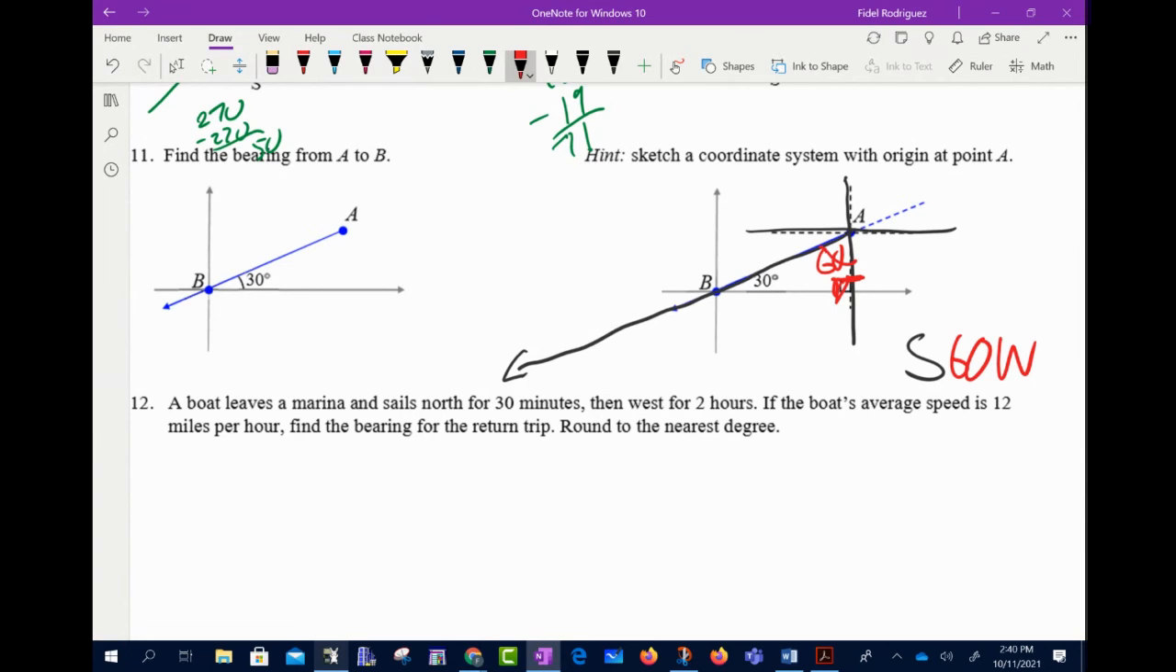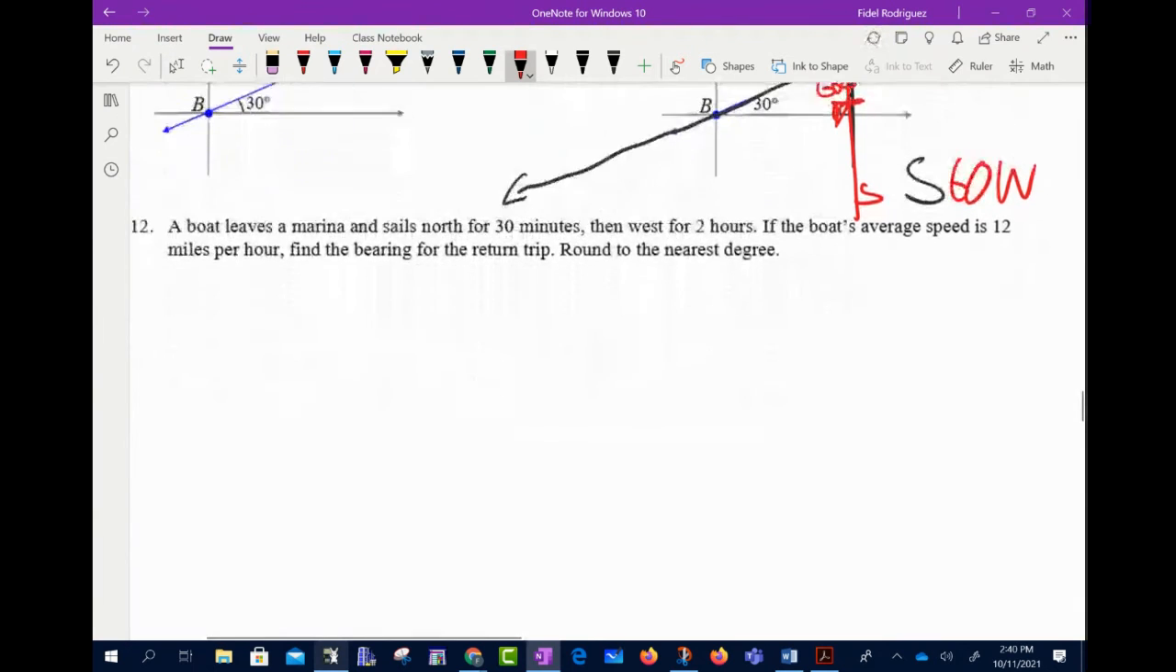As a quick reminder, y'all, remember the angle we're looking for is always the angle with our north-south line. Always with that angle right there. Sometimes we get confused. Oh, let me find this. Yeah, it's always got to be with that north-south line.